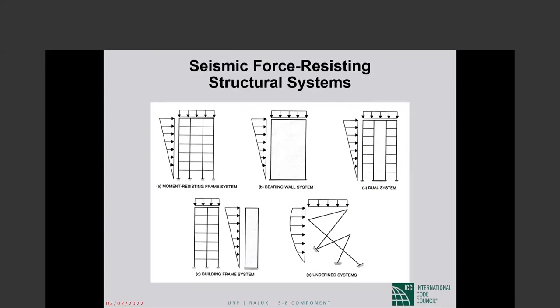Okay, pretty much the final thing today. I don't believe I put anything after this. I don't know. I may be surprised. We will see. Okay, the earthquake force resisting structural system. Okay, there are 4 basic systems: the moment resisting frame system, the bearing wall system, the dual system, and the building frame system.